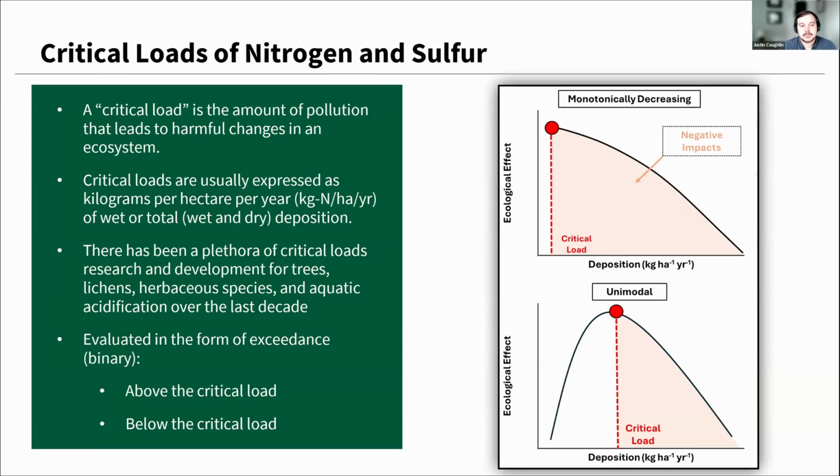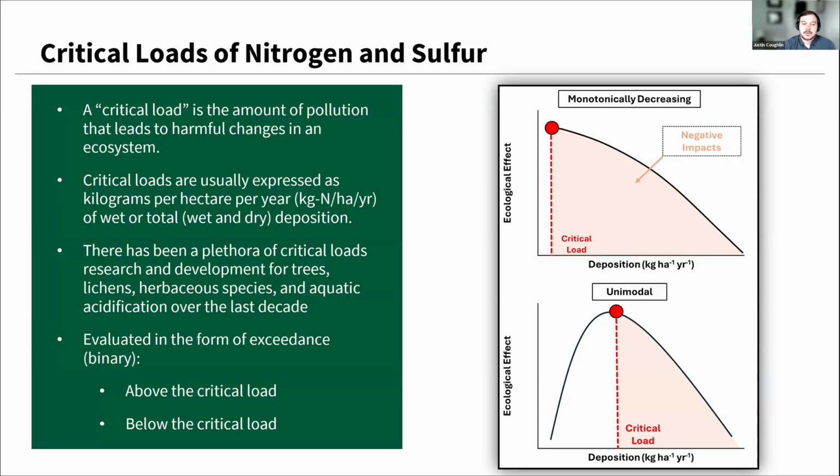These are expressed in terms of kilograms per hectare per year of nitrogen or sulfur, and that's in the form of deposition. So here I'm showing two different response curves, one being monotonically decreasing, one being a unimodal response curve. And you can see where we set the critical load for these response curves, at the point at which we begin to see detrimental impacts.